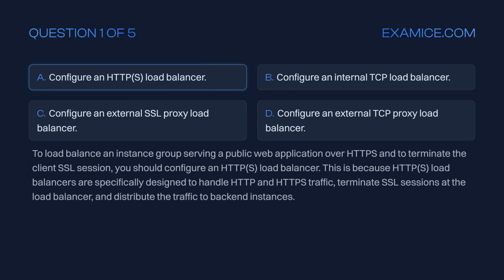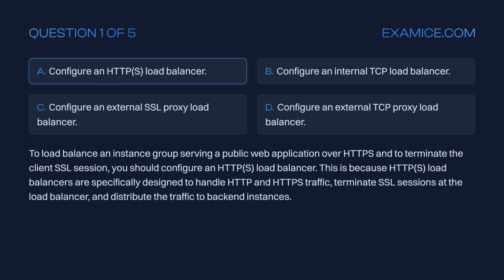The answer is option A. To load balance an instance group serving a public web application over HTTPS and to terminate the client SSL session, you should configure an HTTP load balancer. This is because HTTP load balancers are specifically designed to handle HTTP and HTTPS traffic, terminate SSL sessions at the load balancer, and distribute the traffic to backend instances.